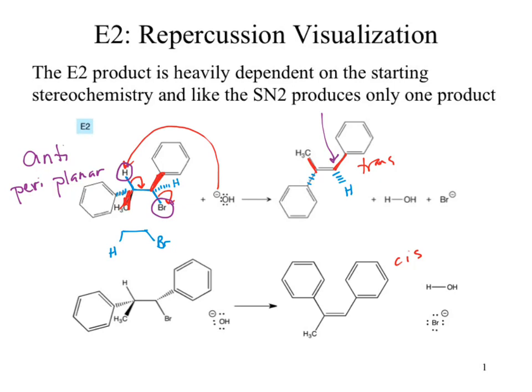We've got that exact situation happening here. There is no reason for us to draw wedges and dashes in this because it is a planar molecule. So we ignore the wedges and dashes, or we don't include wedges and dashes.